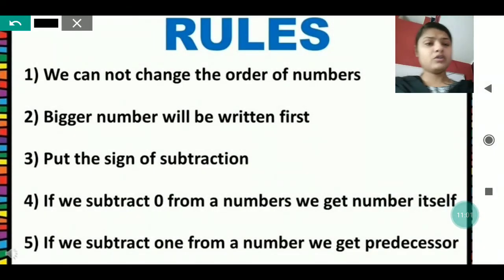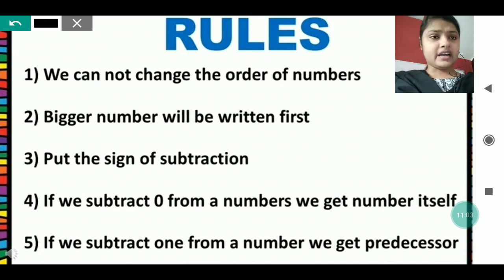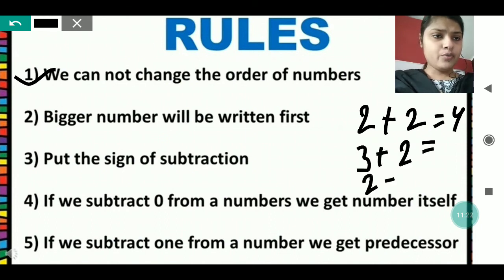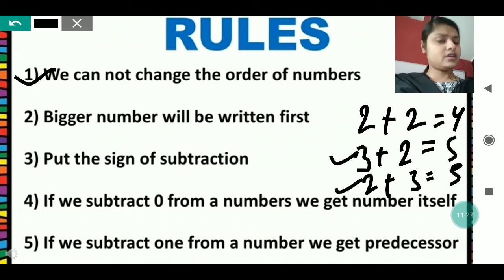So you can see now there are some rules which we can see. We cannot change the order of a number. First thing, in addition we can change the order of the numbers. Like 2 plus 2 is 4. If we write 3 plus 2 or 2 plus 3, in both cases it will become 5, because either you add 3 plus 2 or you add 2 plus 3. In both cases the sum is the same.